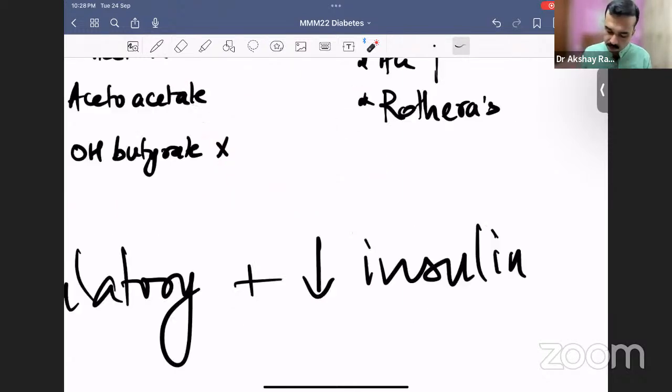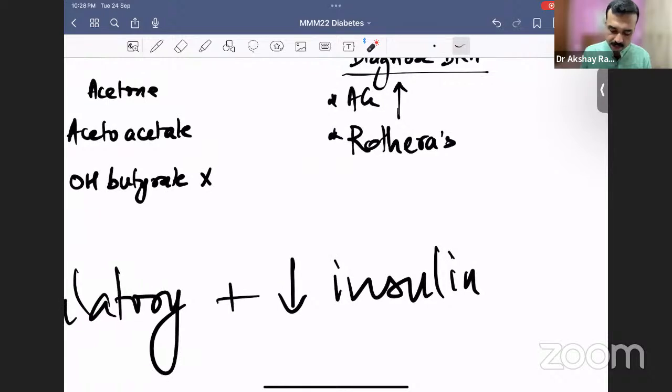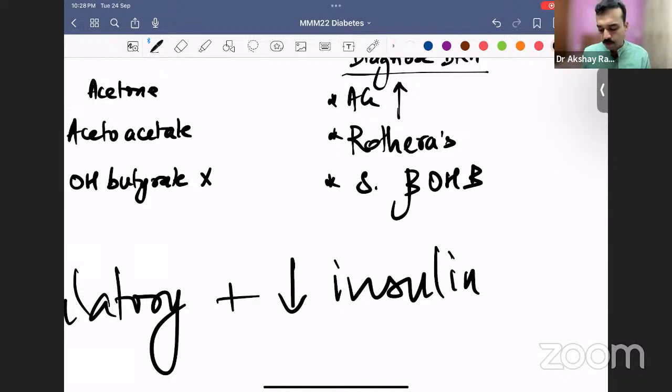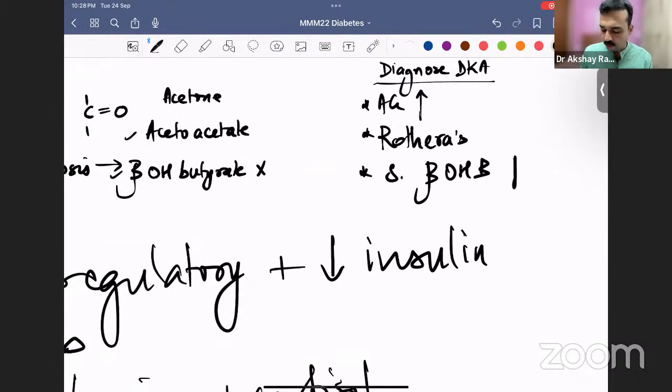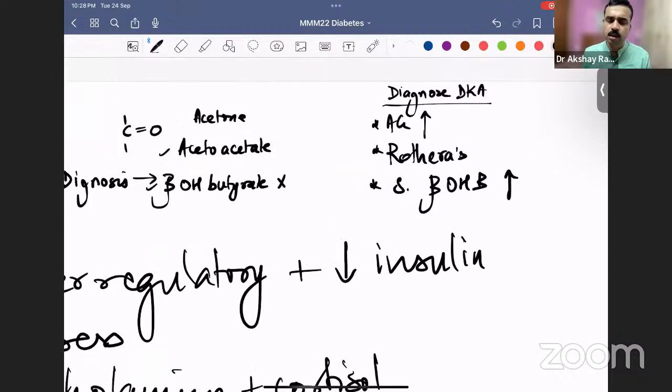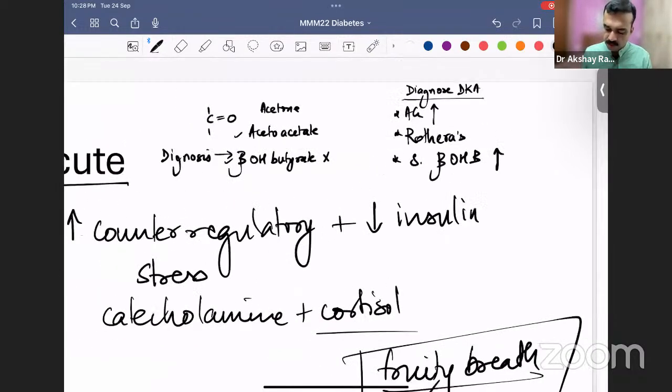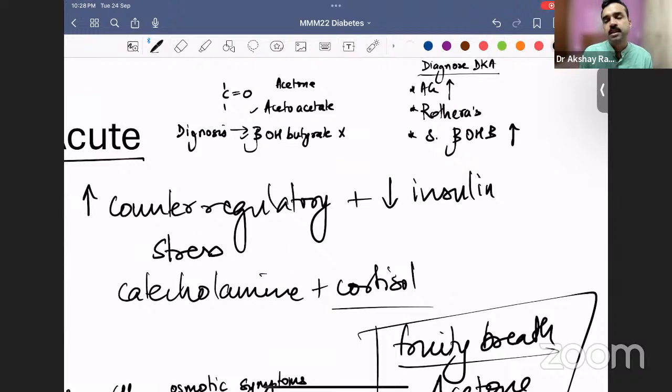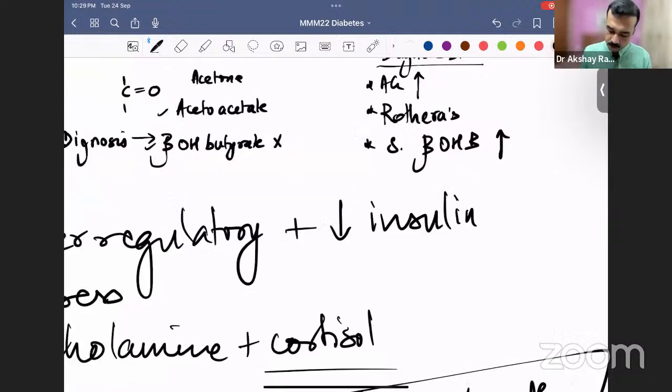That is why for diagnosis, when you use Rothera's reagent, it will not detect beta hydroxybutyrate. It will give a falsely low impression of ketoacidosis. That's why we go first for direct serum beta hydroxybutyrate testing. If this is increased, the cutoff is 3. If it is more than 3 milligram per deciliter, it's considered as elevated beta hydroxybutyrate levels in the serum. So these are the ways to make a diagnosis of diabetic ketoacidosis.